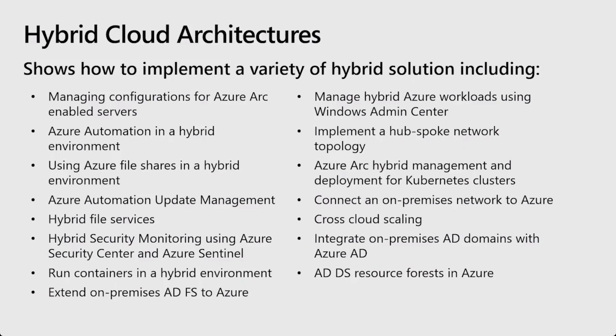how you can manage hybrid cloud workloads using Windows Admin Center, that is, manage your workloads on-prem and in the cloud, how you can implement a hub-spoke network topology with the cloud, given your existing network infrastructure, how you can use Azure Arc hybrid management and deployment for your Kubernetes clusters, how you can connect an on-prem network to Azure, that one's obviously a fairly basic and straightforward one, how you can scale your on-prem workloads into the cloud, how you can integrate your on-premises AD domains with Azure Active Directory, and how you can configure Active Directory domain services resource forests, that is, where they host resources, not accounts, in Azure. Okay, so let's get on to the next challenge.